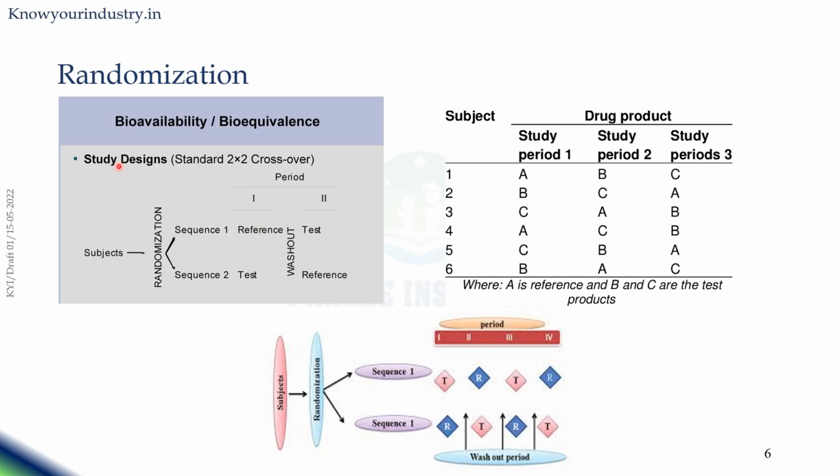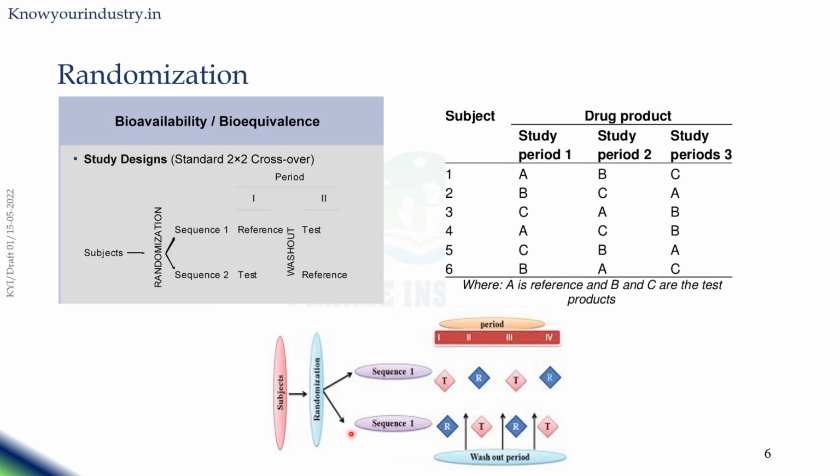And here it is explained how subjects are assigned to different sequences. For example, if this is the two sequence randomization, AB or BA, reference test or test reference. So this is the period 1 and period 2 two-way crossover study where first reference will be administered, then the washout period comes, then test will be administered. Then it will be vice versa, test followed by reference. So these sequences will be assigned to each and every subject so that he will be exposed to both the treatments with a washout period.